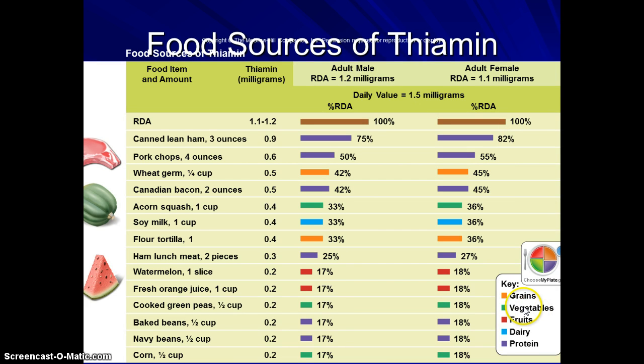And as you'll notice, these colors correspond to the food groups. So you can see on here that it's available in a wide variety of food groups, which is also why most people don't become deficient.